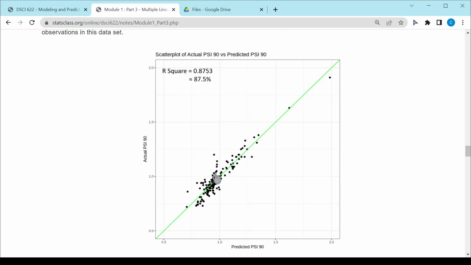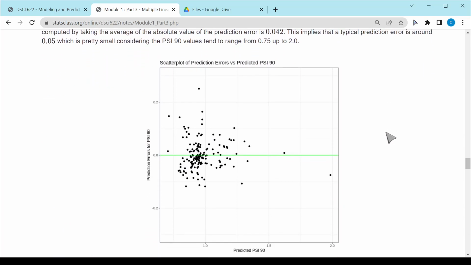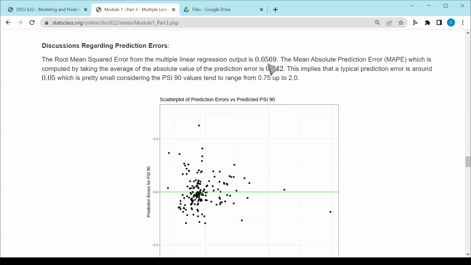Looking at this plot, you can see that the points closely follow our y equal x line. Again, the y equal x line is where the predicted values match the actual values. And for the most part, these dots follow pretty closely on that line. So we have a pretty good model here. We're going to be able to make accurate predictions with this model. We can also look at the root mean square error. I've mentioned that up above. The root mean square error from the model that has all three predictors in it is about 0.057 or so.